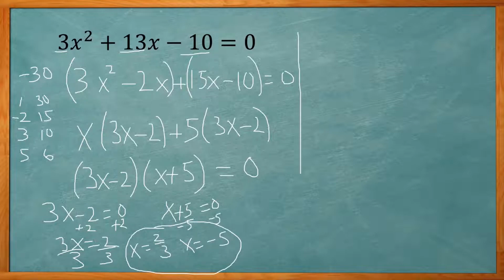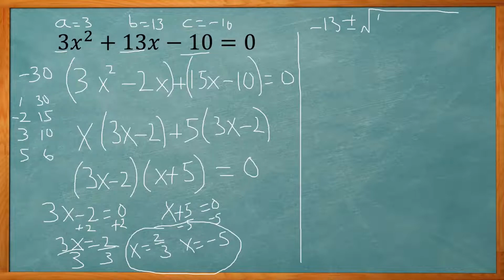So let's see how it looks using the quadratic formula. So again, our a is 3, b is 13, and c is negative 10. That gives us negative 13 plus or minus the square root of 13 squared minus 4 times 3 times negative 10, all divided by 2 times 3.